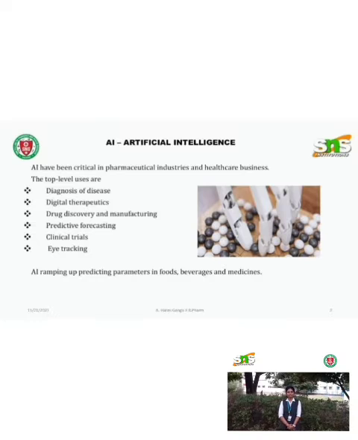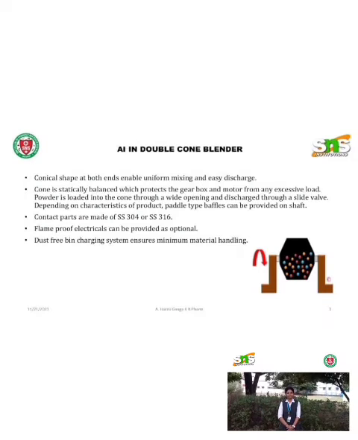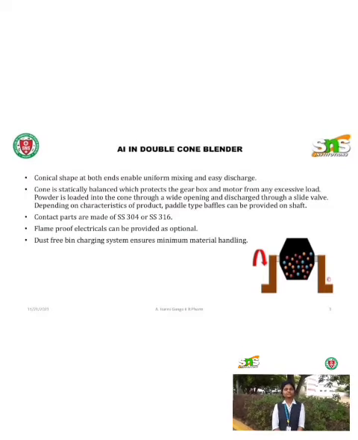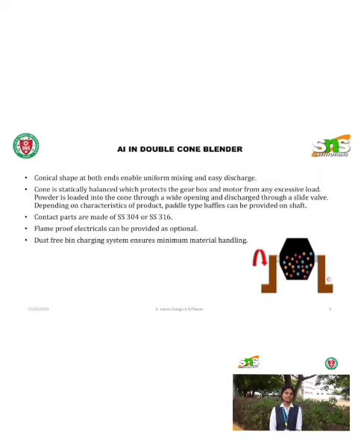Artificial intelligence in Double Cone Blender. Conical shape at both ends enable uniform mixing and easy discharge of particles. The cone is statically balanced, which protects the gearbox and motor from any excessive load. Powder is loaded into the cone through a wide opening and discharged through a slide valve.